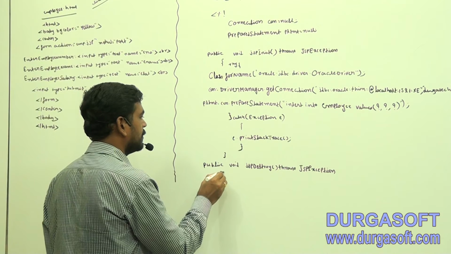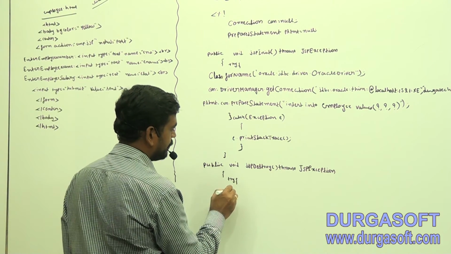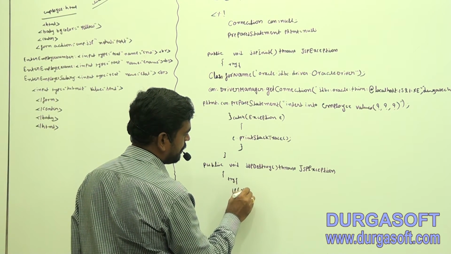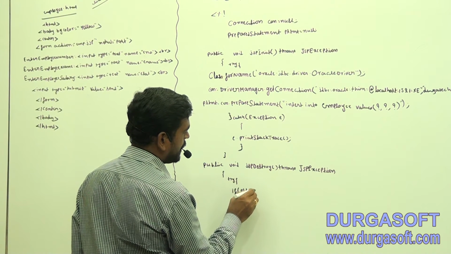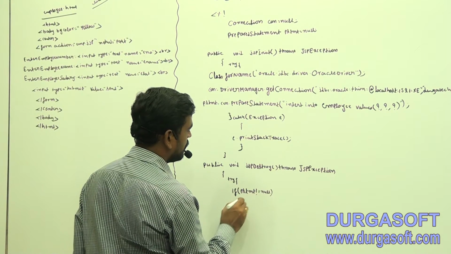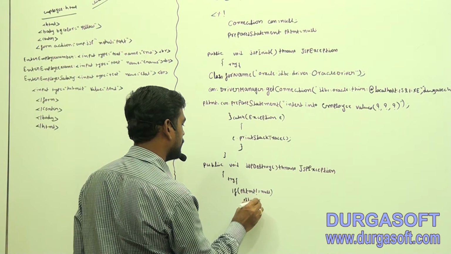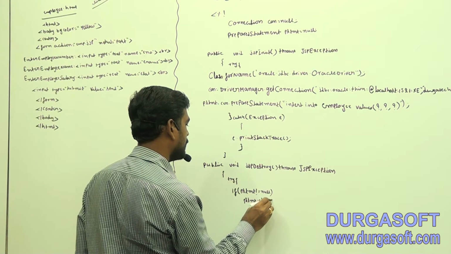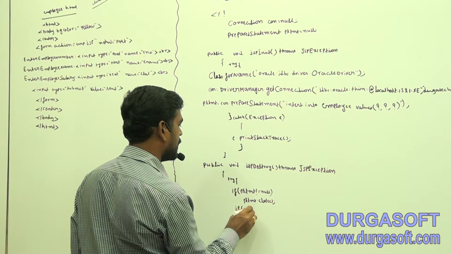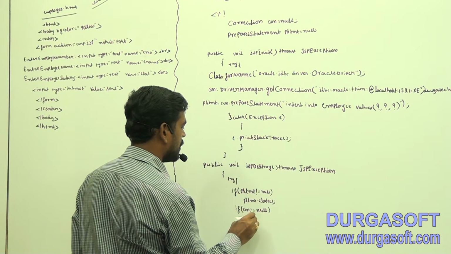Then next under that, try, if pstmt not equal to null, then close pstmt dot close. The next if con not equal to null, then con dot close.